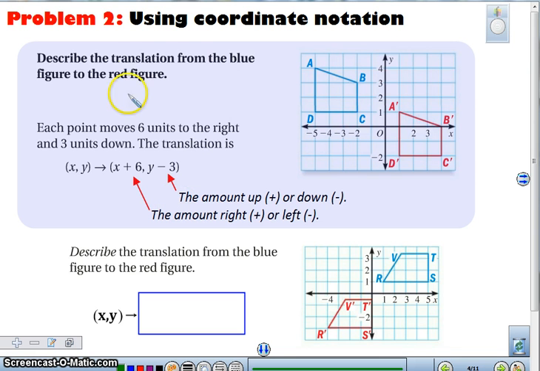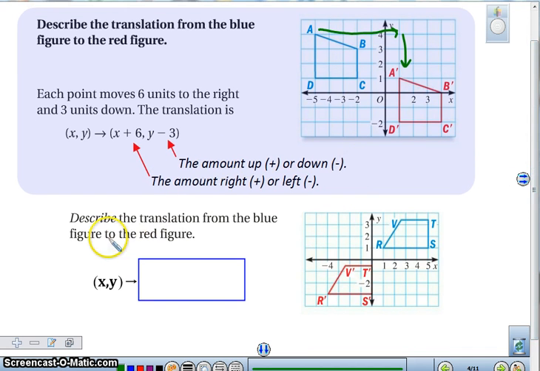It says using the coordinate notation, we want to describe how the blue figure translates to the red. So the blue is our original to the red. And if you look at point A, we moved it over 6 and down 3 as we are counting. So when we look at that, that's how we show it. It just says describe the transformation from the blue, which is our original, to the red, which is our image.